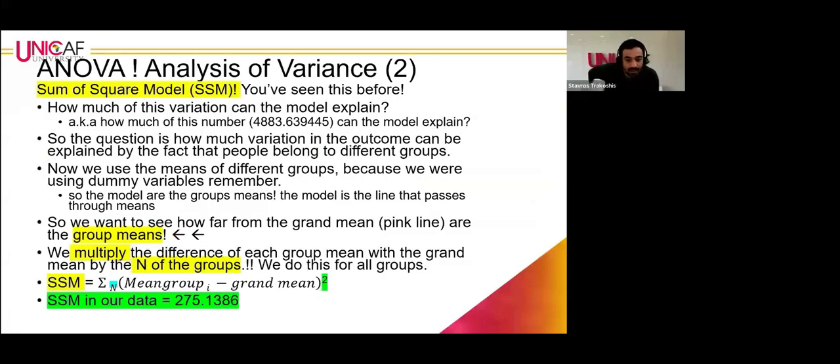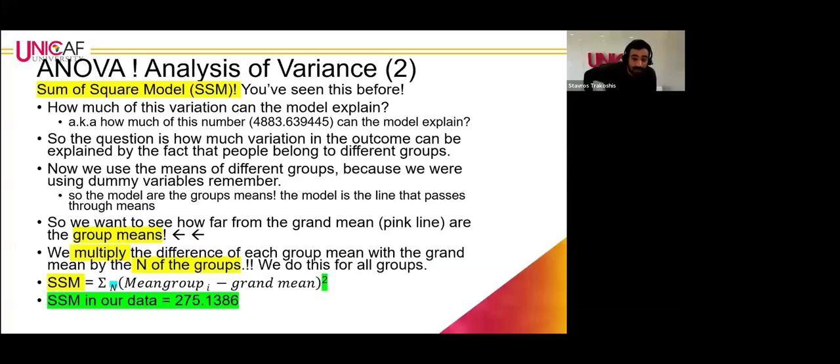Okay, another error that I need to calculate is the sum of square model. How much of this variation can the model explain? How much of this number, the variance of the dependent variable, can the model explain? Now we use the means of different groups because we were using dummy variables. So the model are the group means. The model is the line that passes through the means. We want to see how far from the grand mean, the pink line, are the group means.